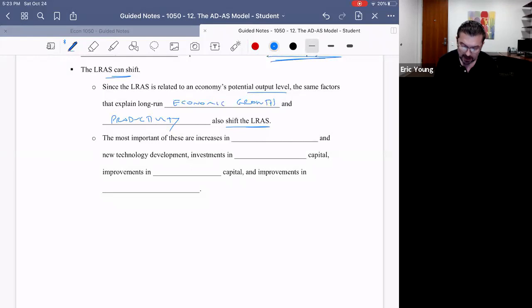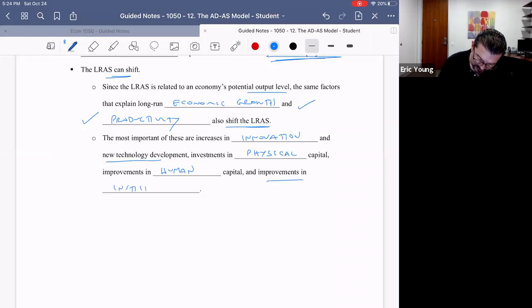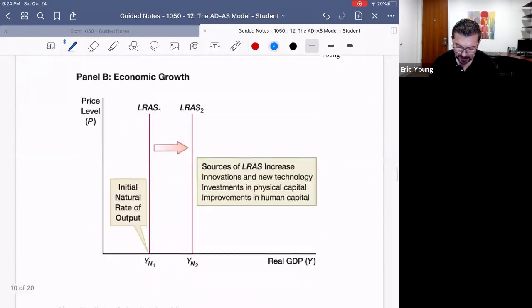But to recap, the main contributors of economic growth and productivity for any economy would be things like increases in innovation, increases in new technology development, investments in physical capital, more factories, more robots, more machines, more tech, investments and improvements in human capital, a smarter population, well-trained, good management at businesses, good governance, and critically, improvements in the institutions that build the trust that make economic growth possible. So those are the things that are going to shift LRAS.